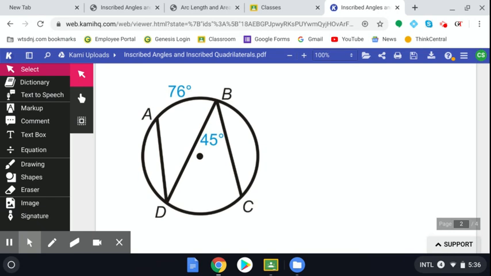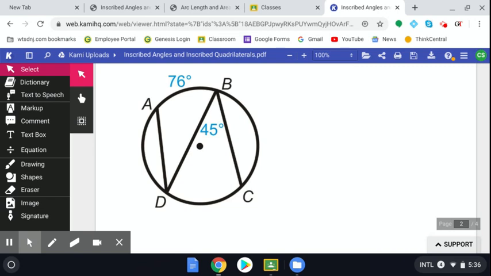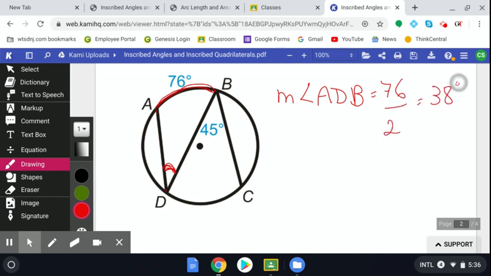Then we have another one here, and this one, they don't give the directions, but I am going to go ahead and write down, we're going to find the measure of angle ADB, which is this one. It's an inscribed angle, so the measure of angle ADB should be equal to half of the intercepted arc, which in this case is 76 degrees. So I can do 76 divided by 2, which is going to give me 38 degrees.